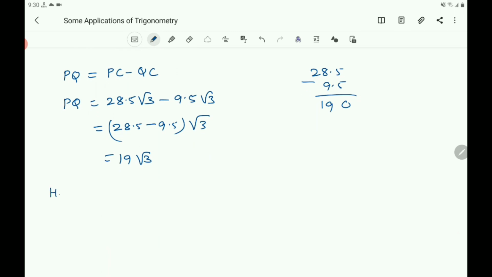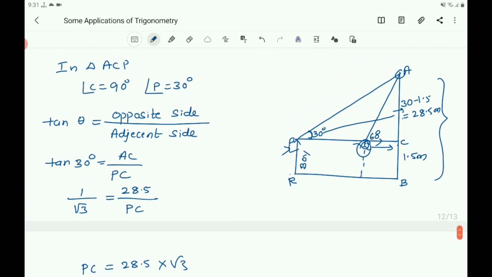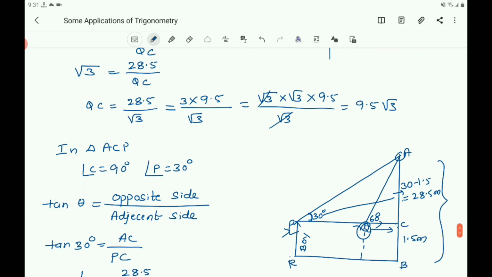Therefore, you write, hence the distance walked towards the building is 19 root 3 meter. That is the distance between his original place and the second place, the final place.